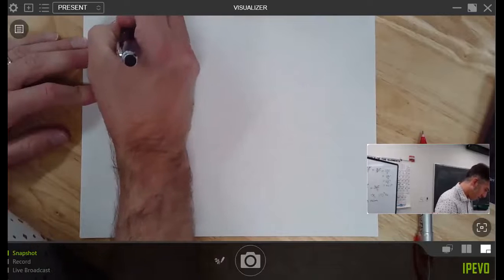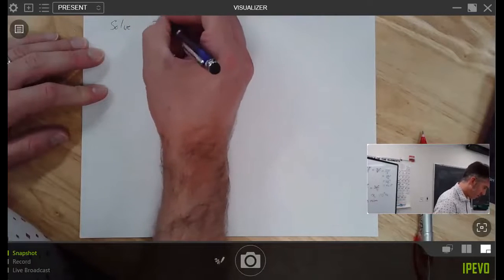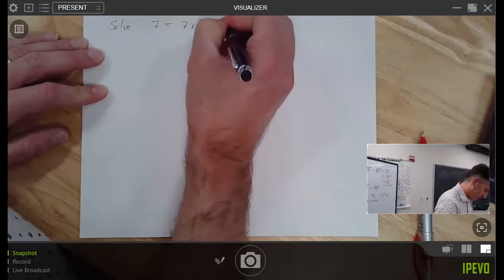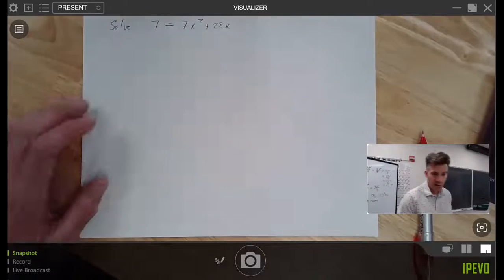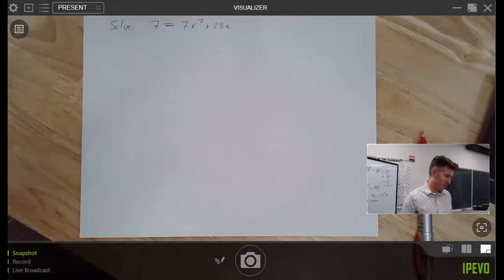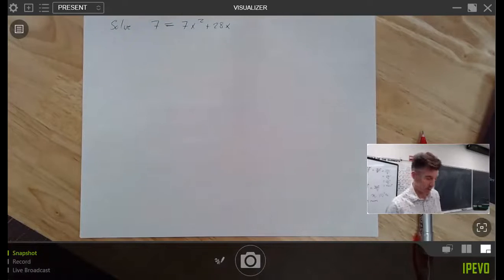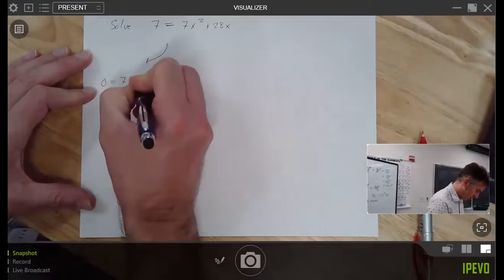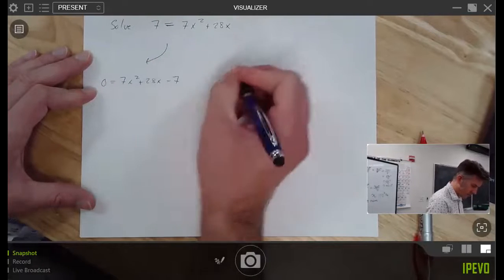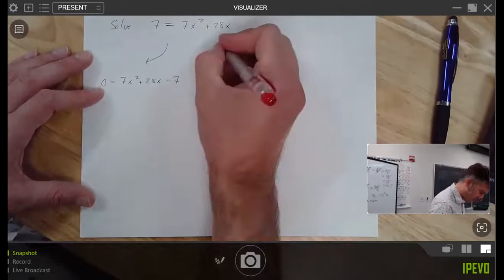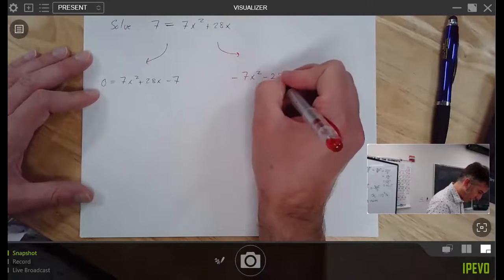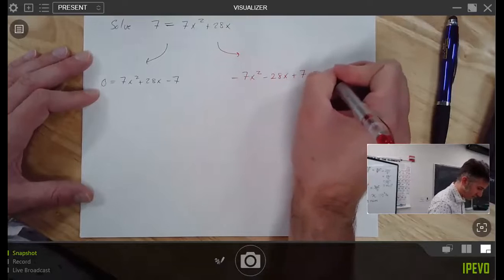So 7 equal to 7x squared plus 28x. So here's the thing. I really don't want to bring everything to the left. I would prefer to bring everything to the side where x squared has a positive coefficient. So I would do it like this: 0 equal to 7x squared plus 28x minus 7. But I will mention it is also perfectly fine to do this: negative 7x squared minus 28x plus 7 equal to 0.